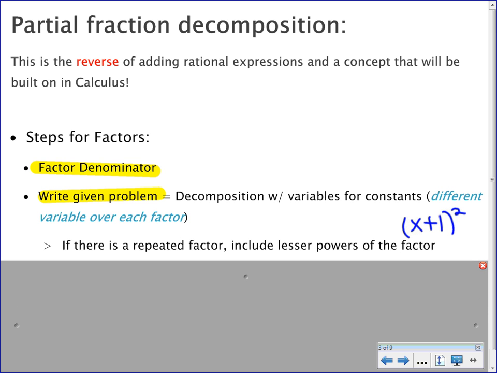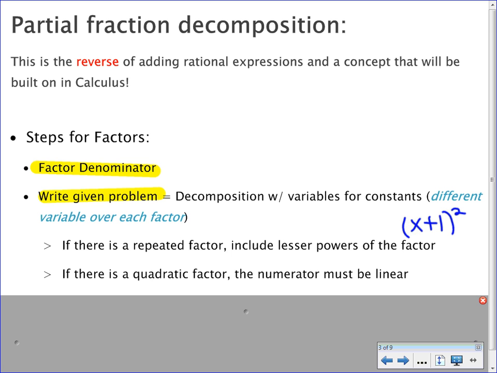Now, when we have linear factors, when we break it apart, our numerator with that linear factor is going to be a constant. However, is every quadratic factorable? No. So if we have a quadratic as a factor in our denominator, then our numerator is going to be a linear function.